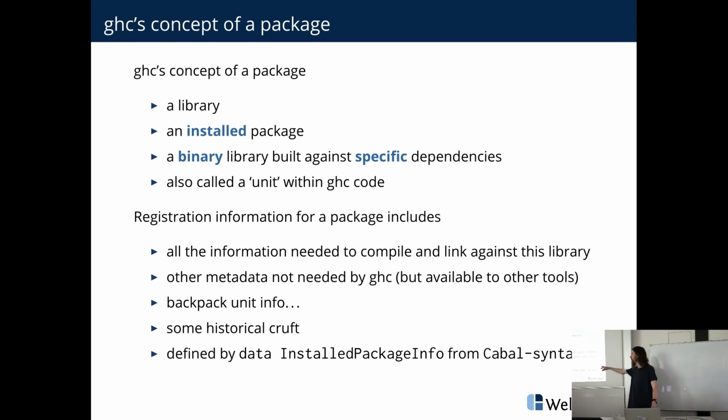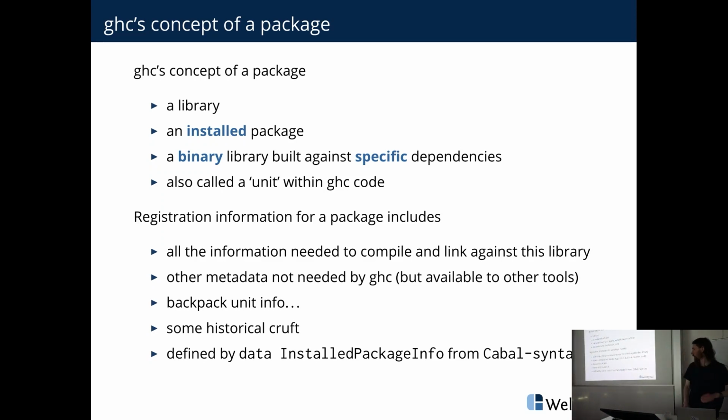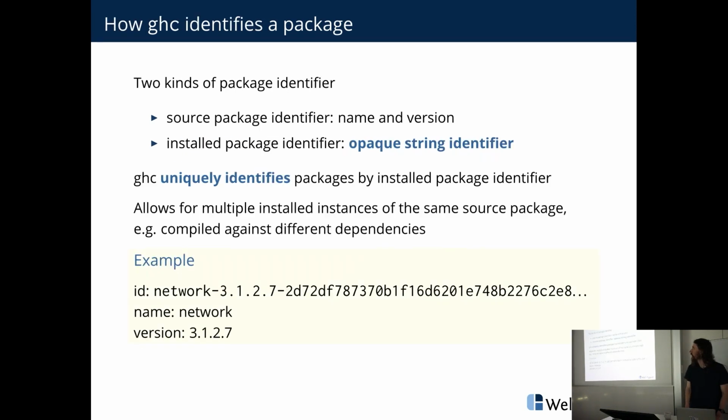Let's move on. So all of this stuff that we were just looking at in the GHC package display comes from this type that's defined in Cabal syntax, installed package info. And there is some historical cruft in all of this because things have changed over the years, and it historically has supported more than one compiler. This is an important topic which I wanted to get to, and then we can pause for coffee.